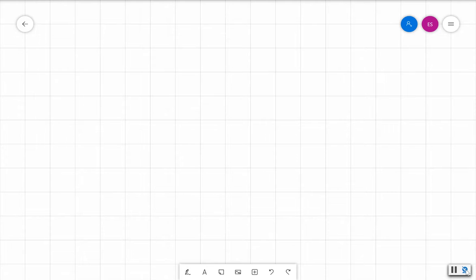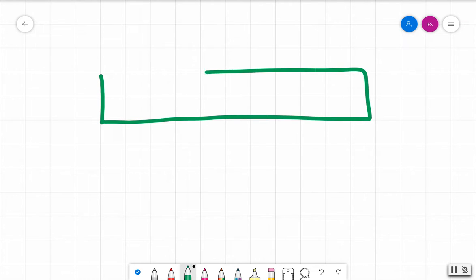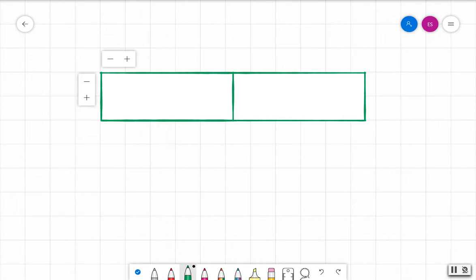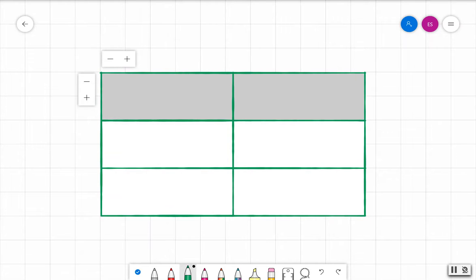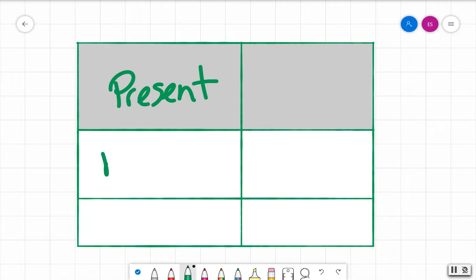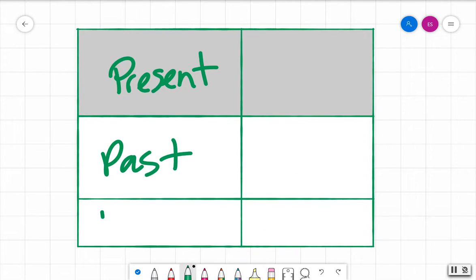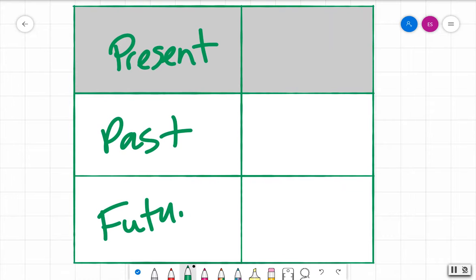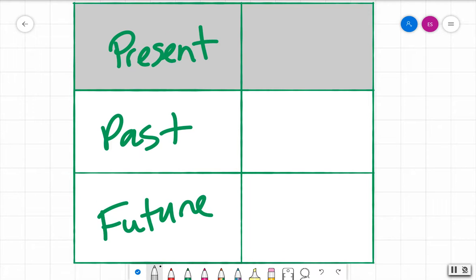Hi friends, we're going to be talking about identifying past, present, and future tenses with simple verbs. And let's just do a really quick review. When we're talking about the simple verbs, we've got three different tenses. So I'm going to make three boxes here. We've got the present, the past, and the future, and some really easy identifying marks for the past, present, and future.